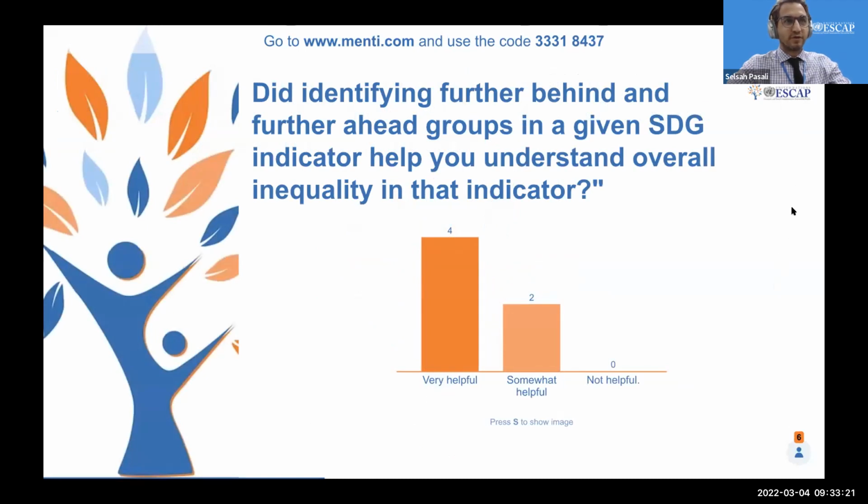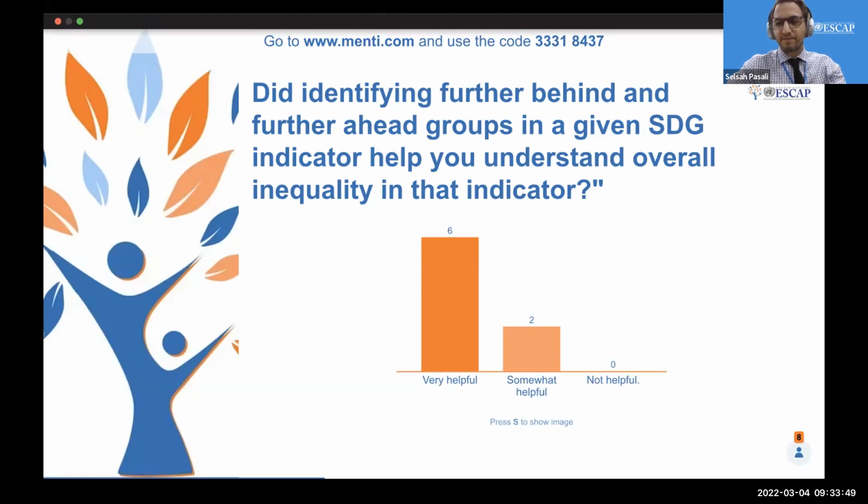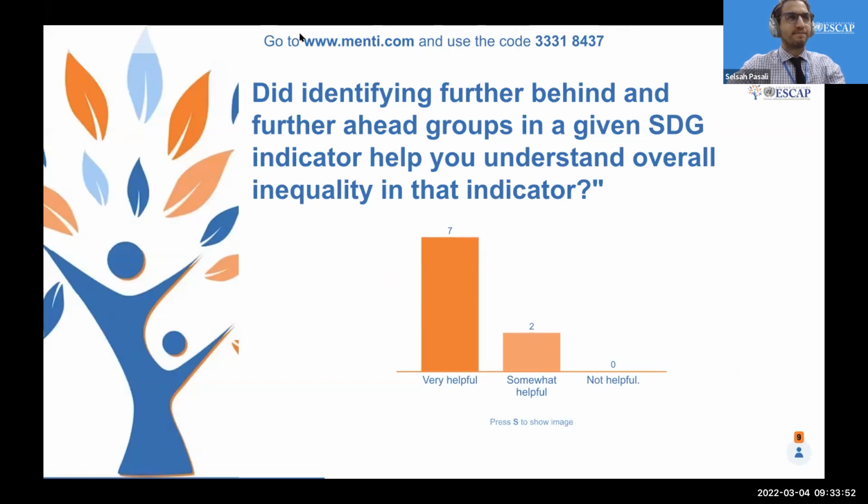Okay, so that's good. The furthest behind and furthest ahead are already helping. I'm not sure if participants have the possibility to raise their hands, but if you'd like to also say a few words in this, if you want to expand, feel free to join in. But I think so far it looks like identifying the furthest behind and furthest ahead groups was helpful.